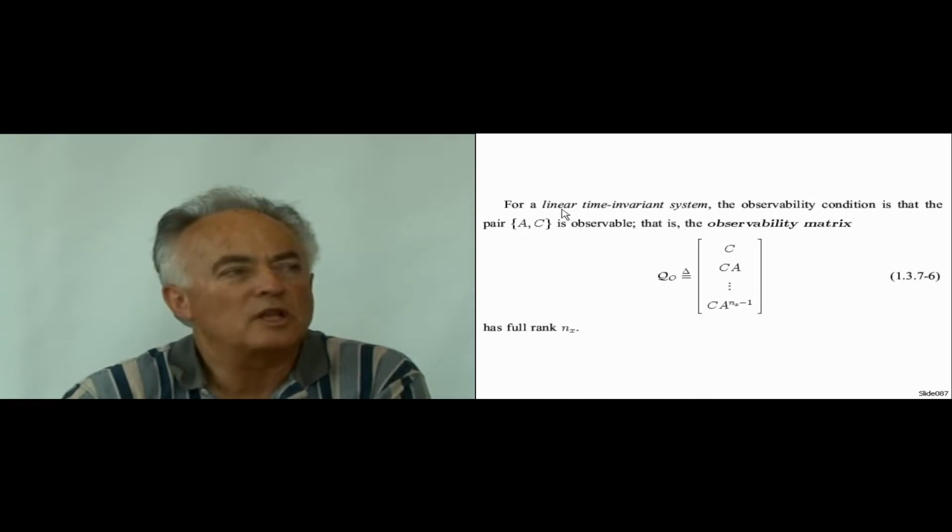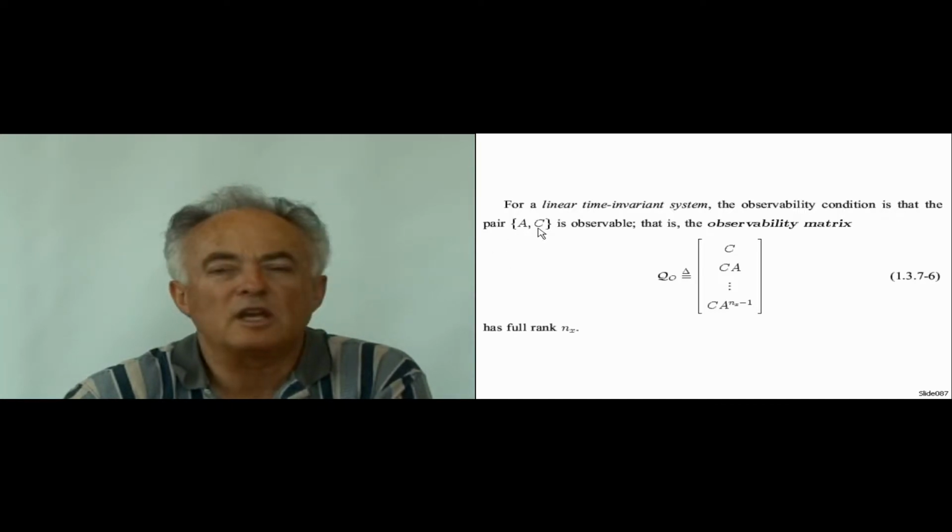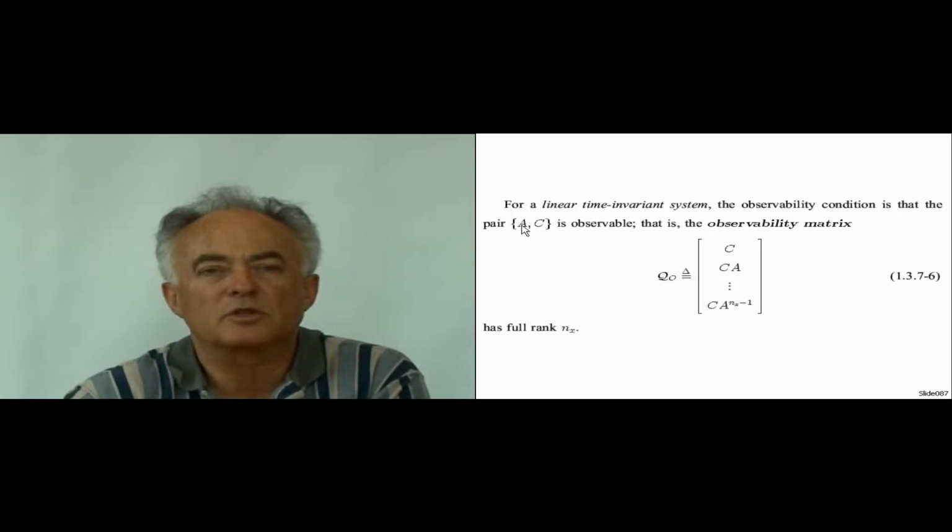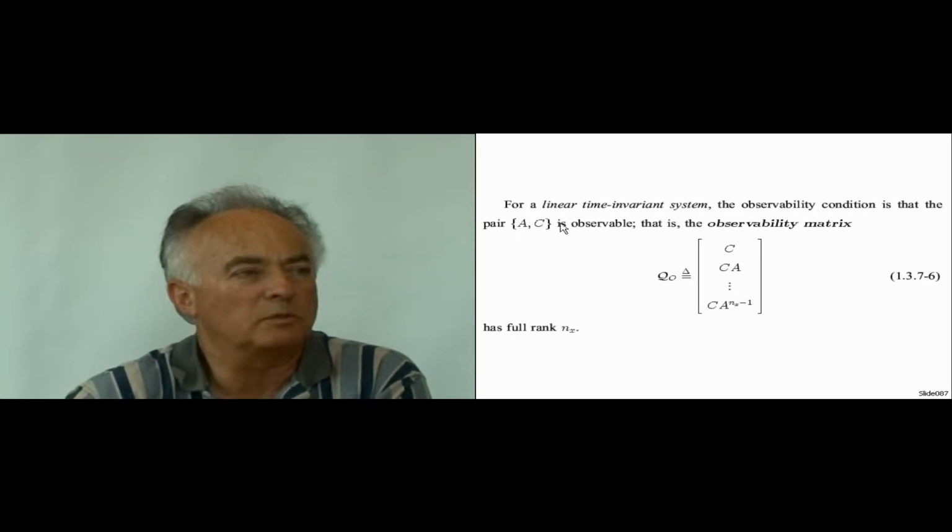In the case of a linear time invariant system, the observability condition is that the pair (A, C) is observable, where A is the system matrix and C is the output or observation matrix. The observability matrix, Q_O, consisting of C, CA, up to CA^(nx-1), would have full rank nx, and clearly nx is the number of columns in this case.